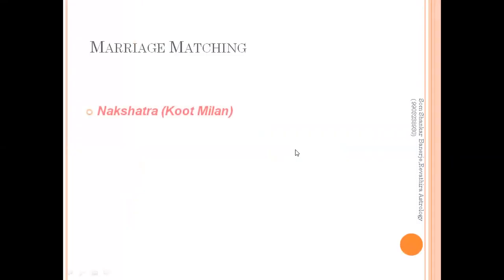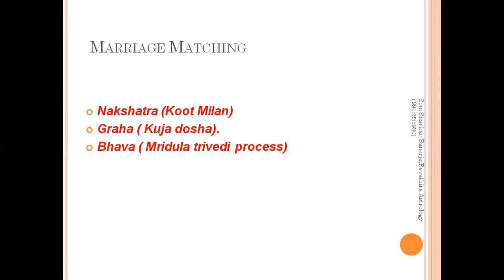Marriage matching. In marriage matching, we have basically three types of matching. One is nakshatra matching, which is basically about the Janma nakshatra, compatibility of mind, different perspective of mind. Graha matching, which is a part of dosha samyam, which I have already uploaded a video. You can see Kuja dosha and all those things which you need to map. And there is one more thing which Mridula Trivedi discussed in her book, this marriage compendium. She has also asked to check from the Bhava perspective. It's very logical. Everyone should read that book actually.